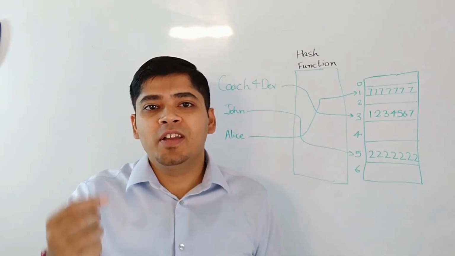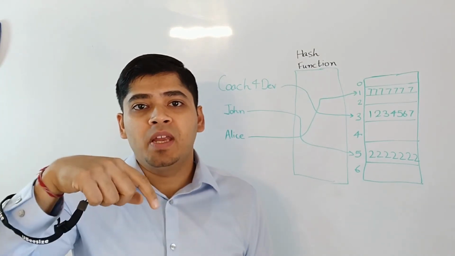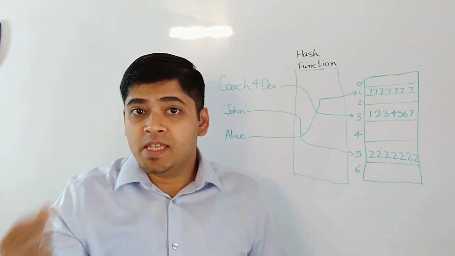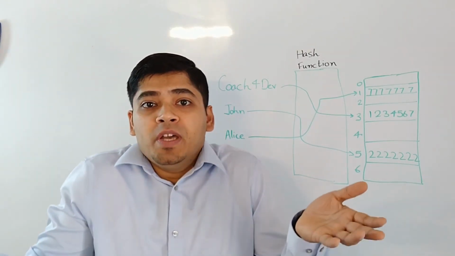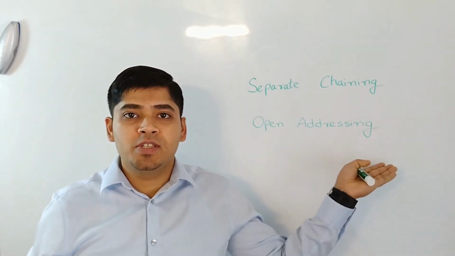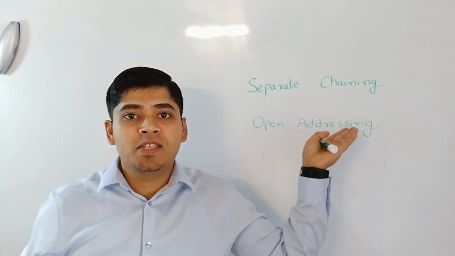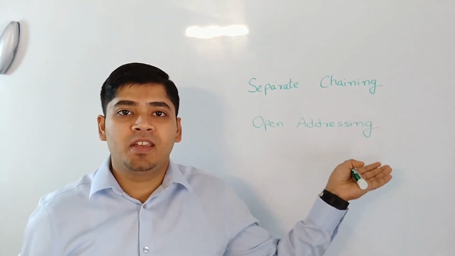However, the real world is usually more cruel. You might have certain keys which give the same output. These conditions are called collisions. So, what do we do in such cases? There are two primary techniques for resolving collisions. The first one is called separate chaining, and the second one is called open addressing.